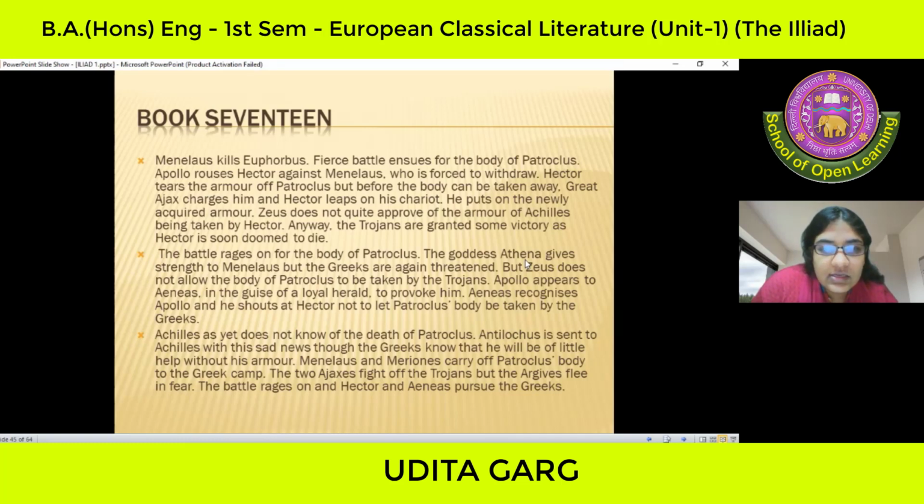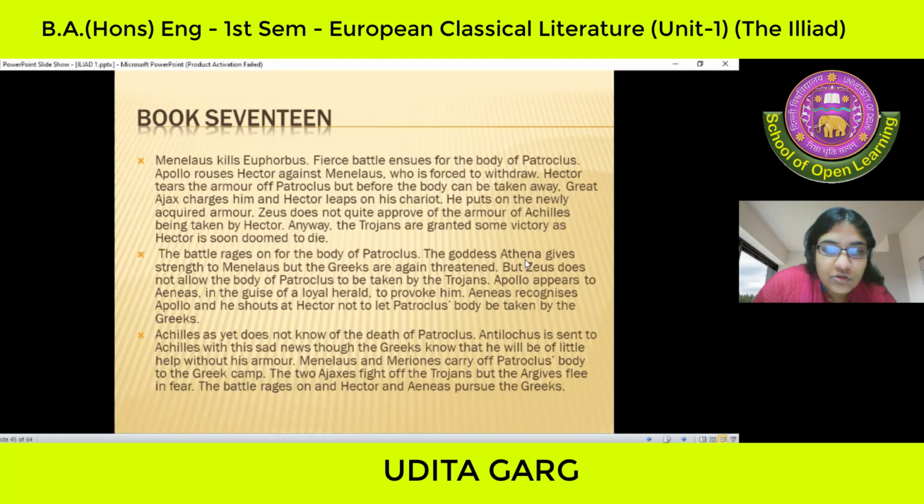So the goddess Athena gives strength to Menelaus, but the Greeks are again threatened. But Zeus does not allow the body of Patroclus to be taken by the Trojans. Apollo appears to Aeneas in the guise of a loyal herald to provoke him. Aeneas recognizes Apollo and he shouts at Hector not to let Patroclus's body be taken by the Greeks.